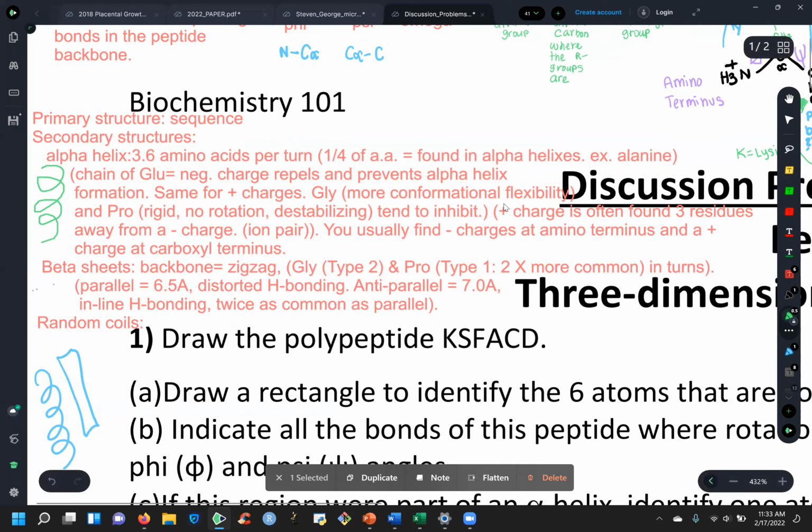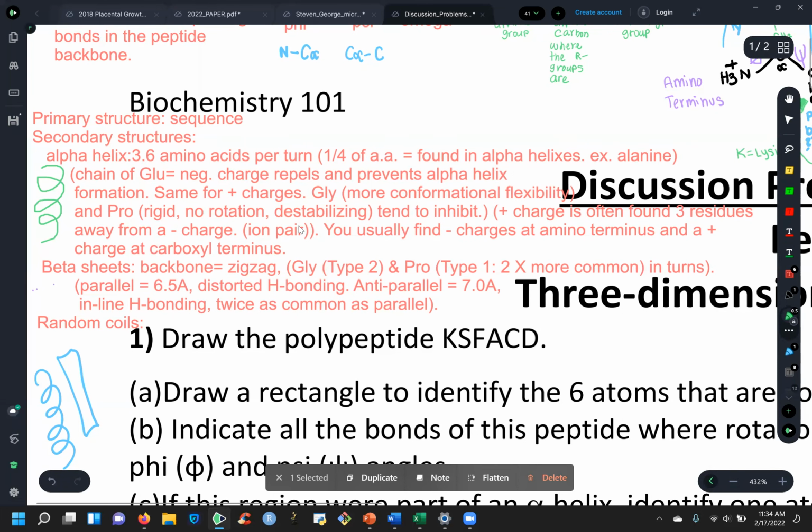Glycine is more conformationally flexible. Why? Because glycine is the tiniest amino acid. It only has a little hydrogen for its R group. So that is beautiful. Alpha helixes, they love glycine. No, wait, glycine is more conformationally flexible, and proline. Wait, maybe they don't like glycine. I don't remember what I wrote. Is it glycine and proline? Okay, I have to straighten that out. Let me put a little star right here because I have to figure that out.